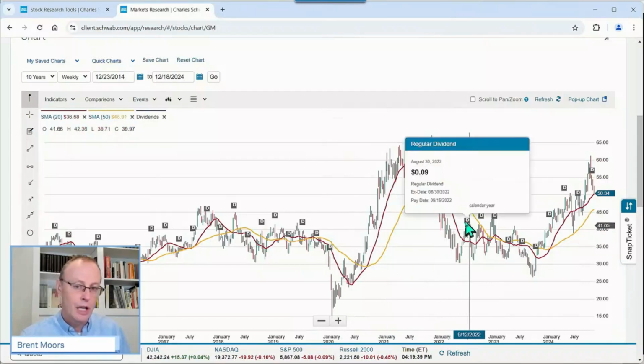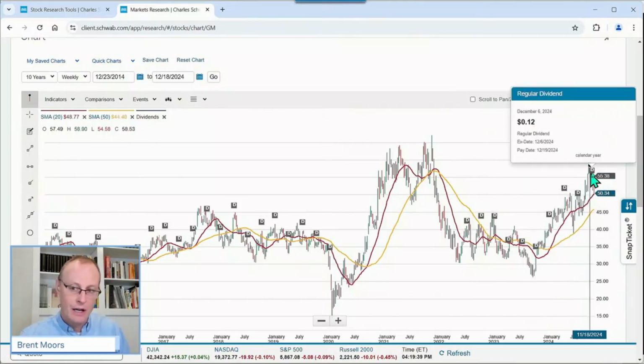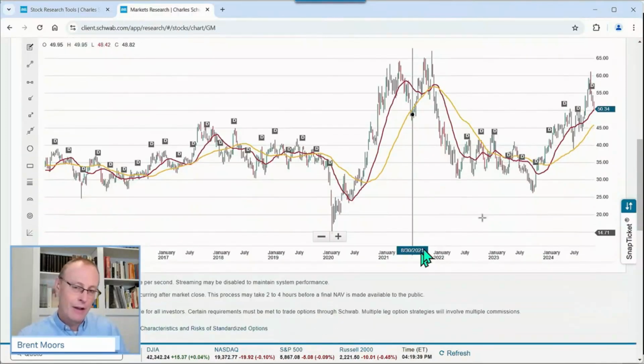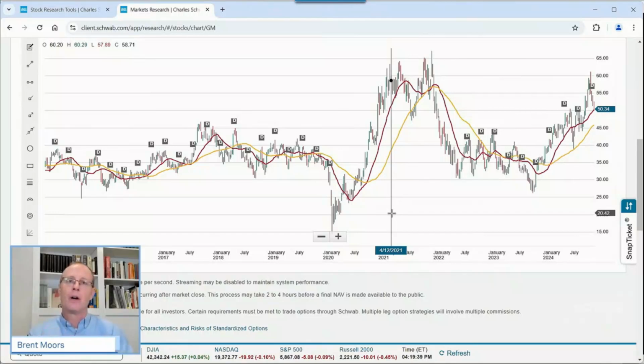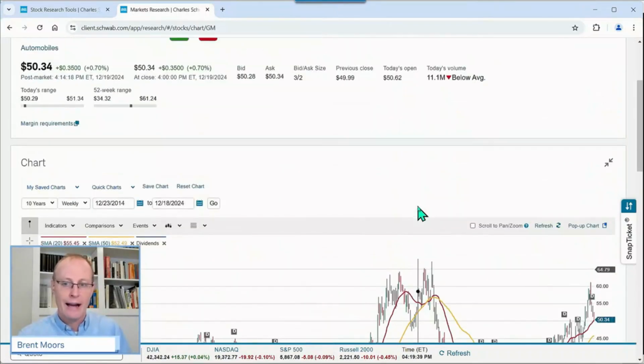When they resumed it, you just hover over it, okay? 9 cents, 9 cents, 12 cents. They increased their dividend. Now, it's a lower dividend payment, and we'll get to that in just a sec, but they've increased it. There's a class of investors out there called dividend growth investors. They want to see that dividend payment growing year after year. This would immediately disqualify General Motors if you were in that camp there.